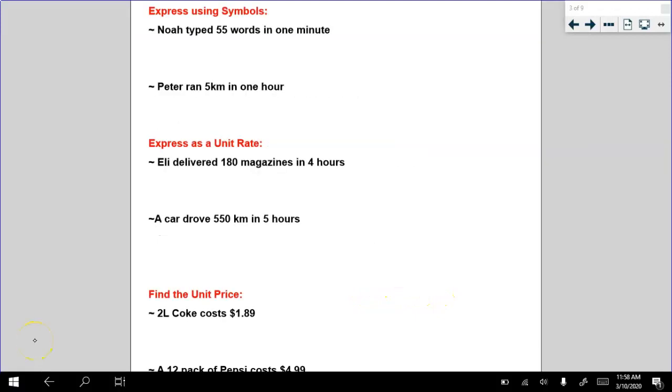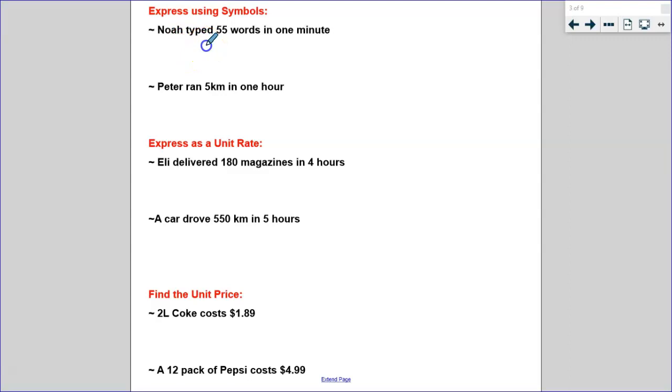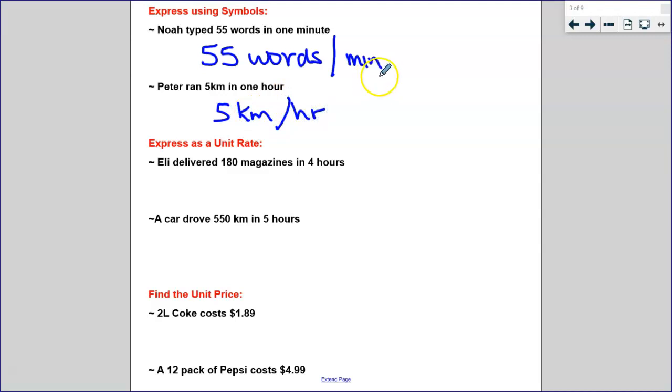Okay, here we're going to express using symbols. All right, so Noah typed 55 words in 1 minute. So we would write that as 55 words per minute. Okay, Peter ran 5 kilometers in 1 hour. So we'll go 5 kilometers per hour. And notice these little abbreviations here. You can use those as long as it's evident what those are for sure.